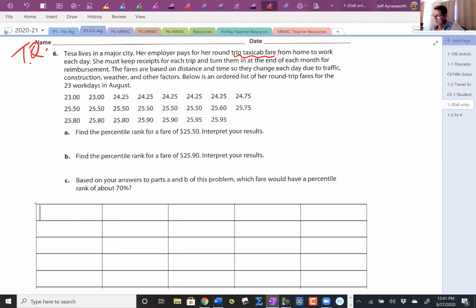The fares are based upon distance and time, so they change each day due to traffic, construction, weather, and other factors. And below is an ordered list. Thank God it's ordered, okay, of her round-trip fares. These are fares for the 23 days in August. So right there, circle the 23. We have 23 fares that we need to take a look at.